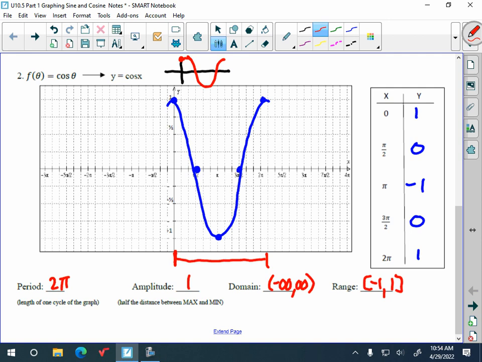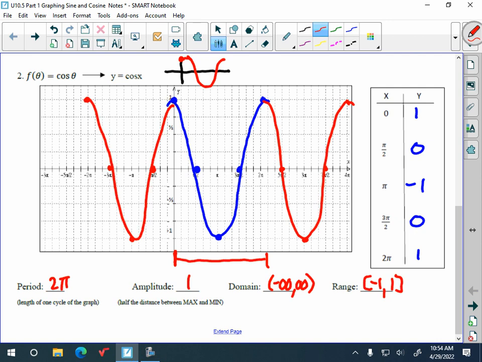All right, again, we could extend this graph. Right. So there's another cycle. We could extend it to the left also. Okay, there's another cycle. So that's showing 3 cycles of the graph, where each cycle has a length of 2 pi.